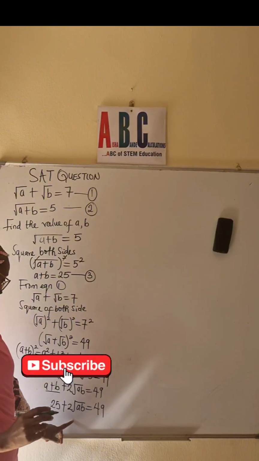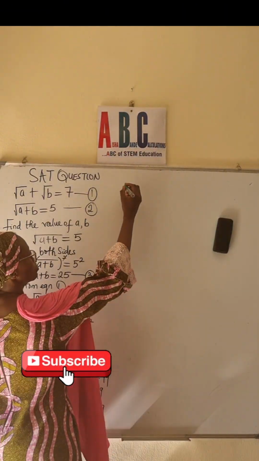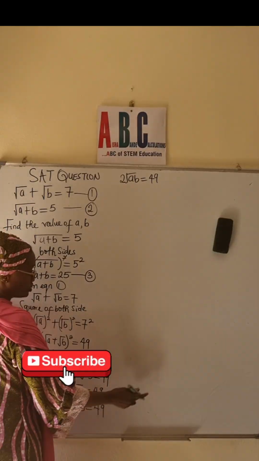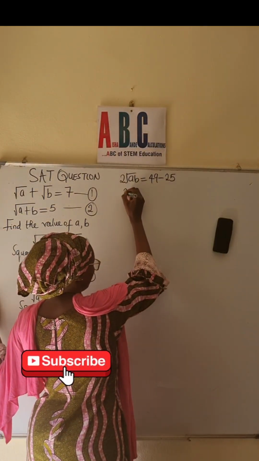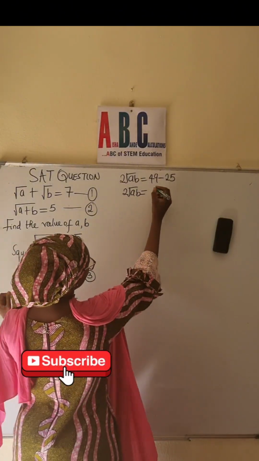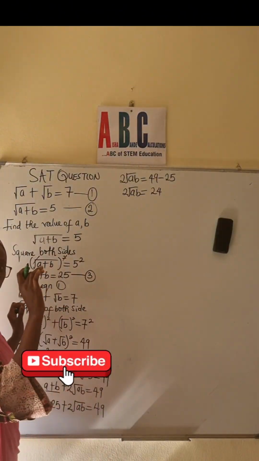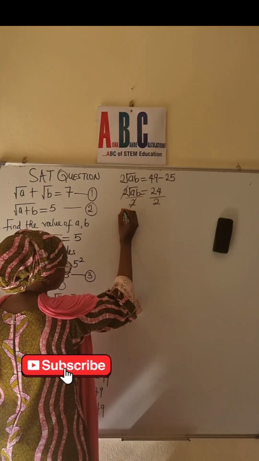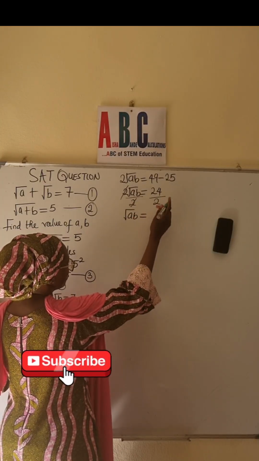Now we collect like terms. This becomes 2 square root of AB is equal to 49, then the 25 crosses to the other side and becomes minus 25. So we have 2 square root of AB is equal to 49 minus 25, which gives us 24. To get the value of the square root of AB, we simply divide both sides by 2. 24 divided by 2 gives us 12. We have the square root of AB is equal to 12.